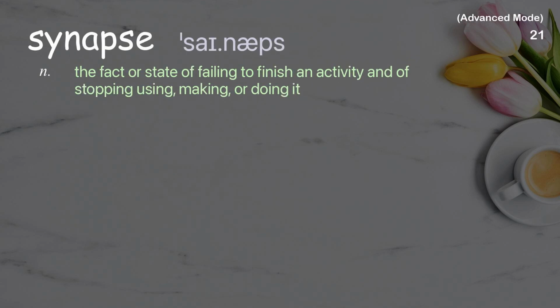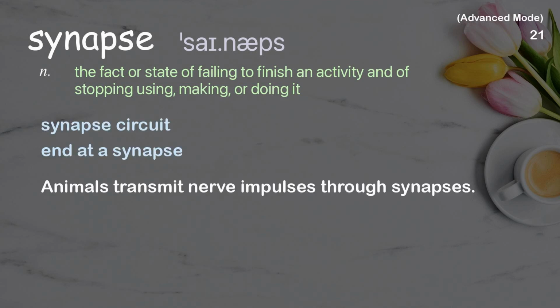Synapse. Examples: Synapse circuit, and at a synapse. Animals transmit nerve impulses through synapses.